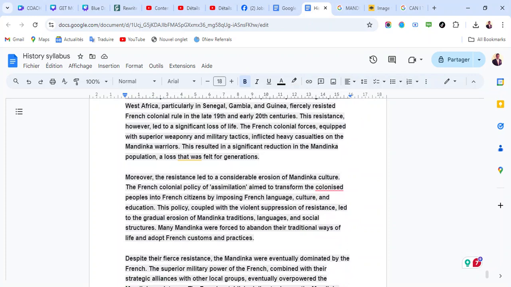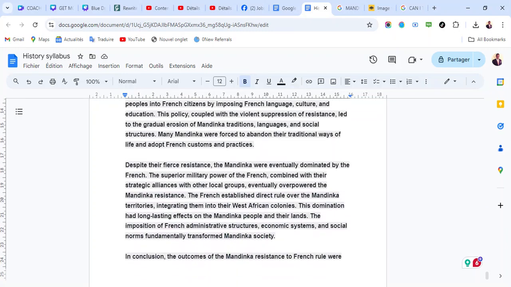Moreover, the resistance led to a considerable erosion of Mandinka culture. The French colonial policy of assimilation aimed to transform the colonized peoples into French citizens by imposing French language, culture, and education. This policy, coupled with the violent suppression of resistance, led to the gradual erosion of Mandinka traditions, languages, and social structures. Many Mandinka were forced to abandon their traditional ways of life and adopt French customs and practices.